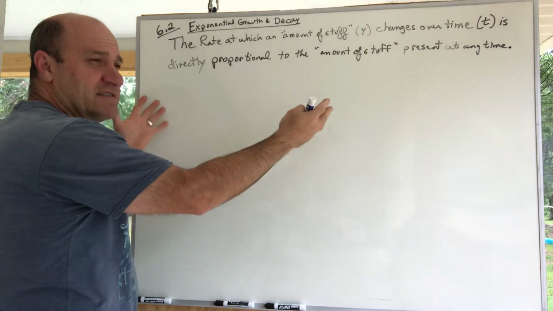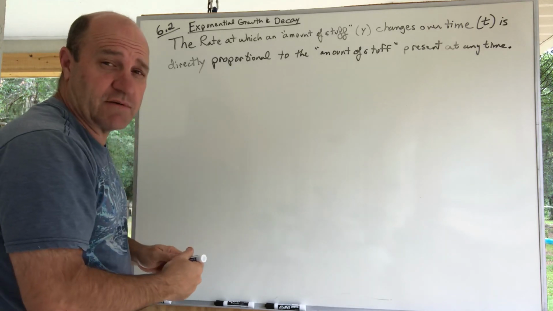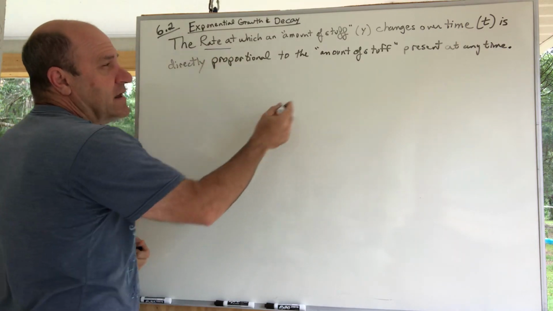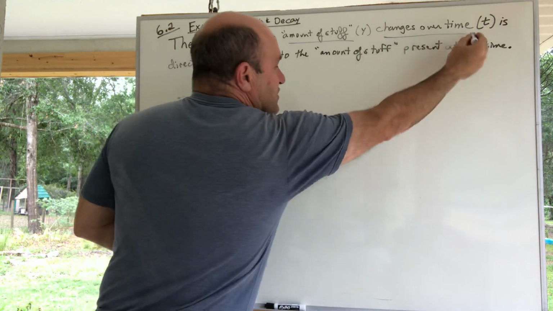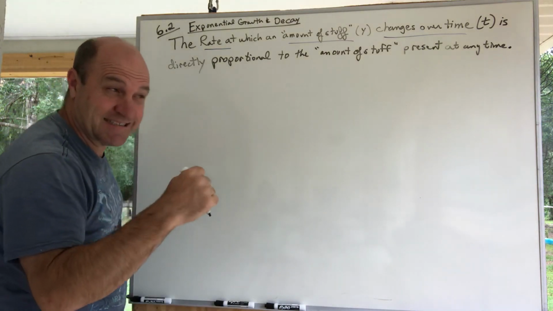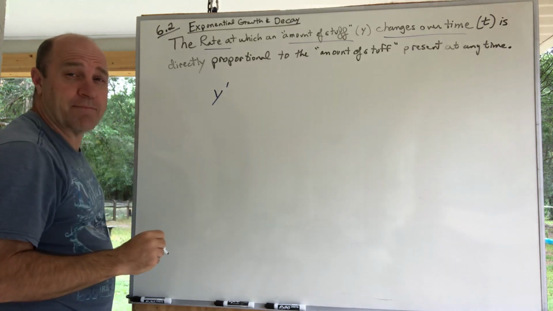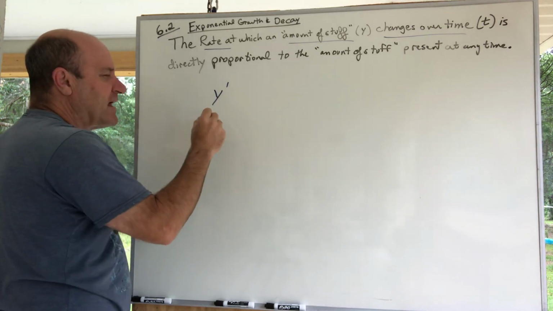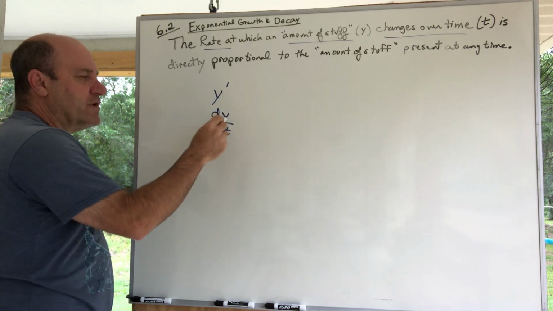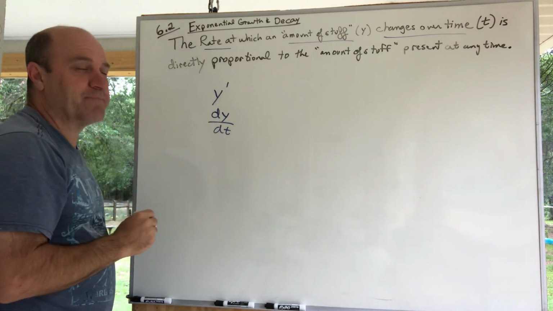And you can take this sentence and write it as a mathematical sentence, and it's a differential equation. Look what it says. The rate at which an amount of stuff changes over time is an instantaneous rate, and it is the derivative, y prime. Or, in fact, let me just write it like this. It's dy/dt. The rate at which y changes over time. I want to write it like this, but that's y prime.